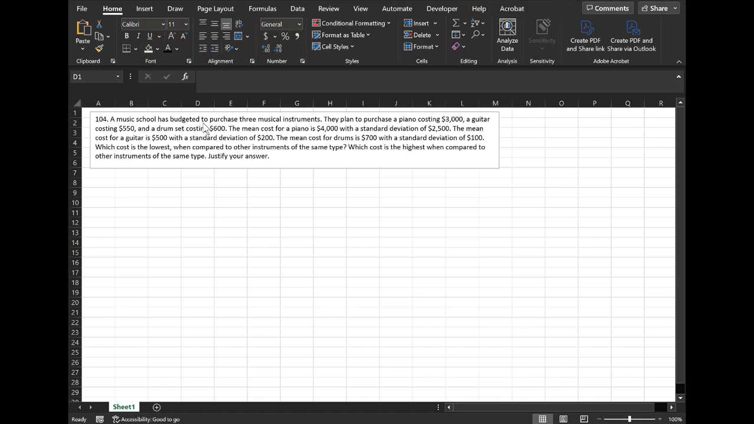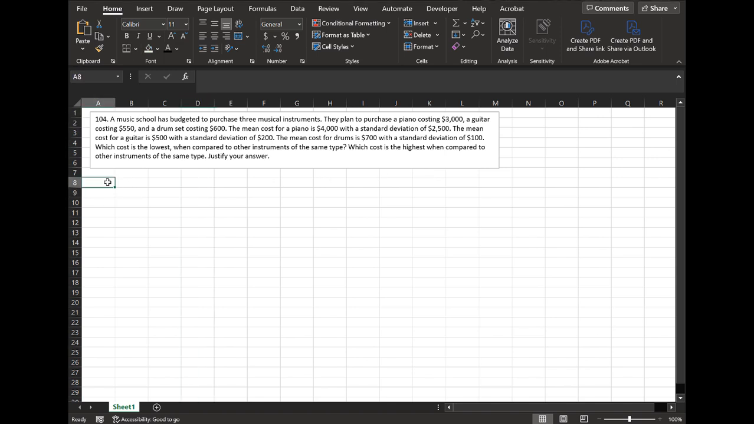A music school has budgeted to purchase 3 musical instruments. They plan to purchase a piano costing $3,000, a guitar costing $550, and a drum set costing $600. The mean cost for a piano is $4,000 with a standard deviation of $2,500. The mean cost for a guitar is $500 with a standard deviation of $200. And the mean cost of drums is $700 with a standard deviation of $100. Which cost is lowest when compared to other instruments of the same type, and which cost is highest when compared to other instruments of the same type?